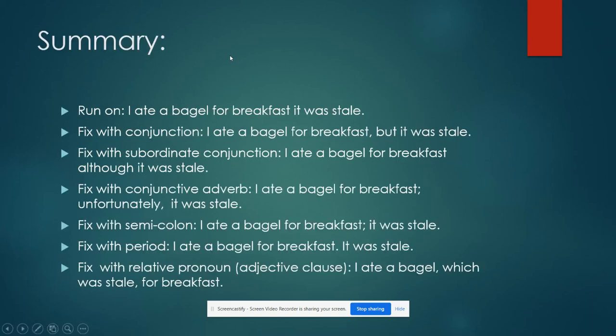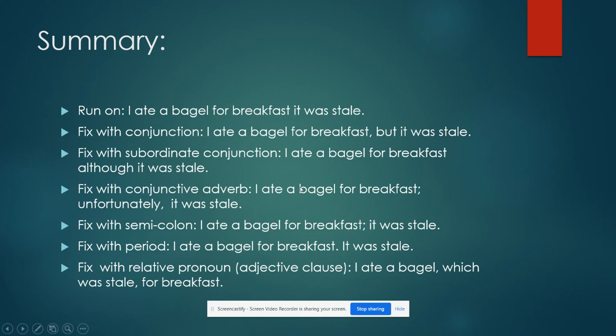So here's a summary of what we just went over. Here's a different run-on. We can fix it with a conjunction, the word but, with a comma before it. We can fix it with a subordinate conjunction, where we have to pick one of the sentences to be the primary sentence. I picked, I ate a bagel for breakfast. And then the other sentence, although it was stale, becomes subordinate. It turns into an adverb. And remember, if we said, although it was stale, I ate a bagel for breakfast, you would need a comma after stale.